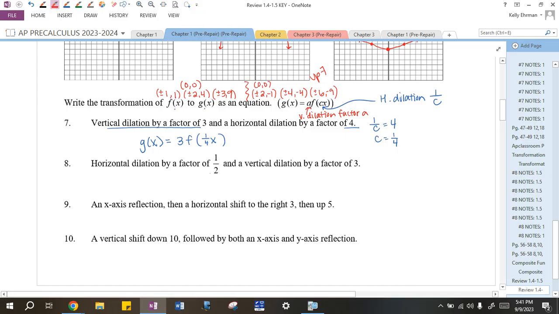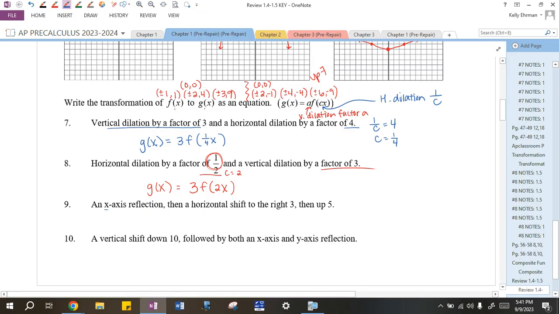Okay, horizontal dilation by a factor of 1/2. So that means that c equals 2. So far I've got g of x equals something f of 2x, right? So when the horizontal dilation is a fraction, we have a whole number in here. When it's a whole number, we get a fraction in there. Okay, and a vertical dilation by a factor of 3. Vertical dilation takes no thought, just put that number out in front.